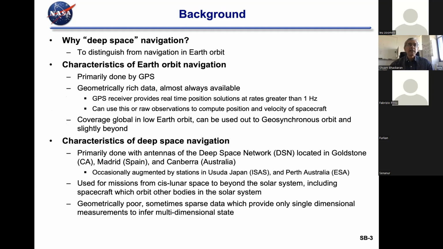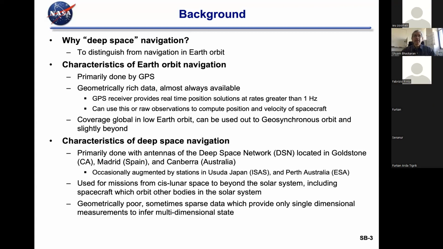The reason I say deep space navigation is to distinguish it from navigation in Earth orbit. If you have a satellite in Earth orbit, with GPS satellites, just like you do on the Earth, you can put a GPS receiver on a satellite in Earth orbit, and it tells you exactly where you are to very high precision, to about the several meter level. This data is geometrically rich, which means you have data from different parts of the sky coming at you. The data is almost always visible. You always have GPS satellites available in view, so that at any given time in Earth orbit, you know exactly where you are.